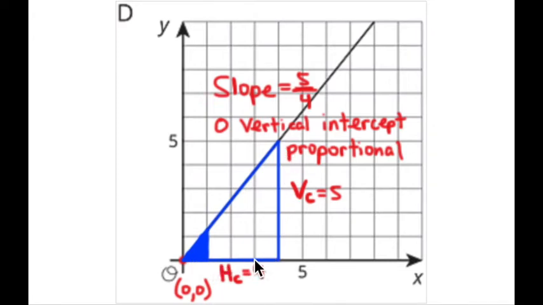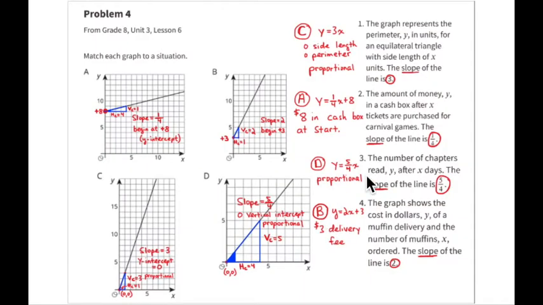So the horizontal change out to here is 4 units, and the vertical change is 5 units. So the slope is, for every 5 units vertically, it changes 4 units in the horizontal direction, so the slope is 5/4. And the vertical intercept is 0. So which of these situations, it's got to be the last situation, has a slope of 5/4? It's this one right here.